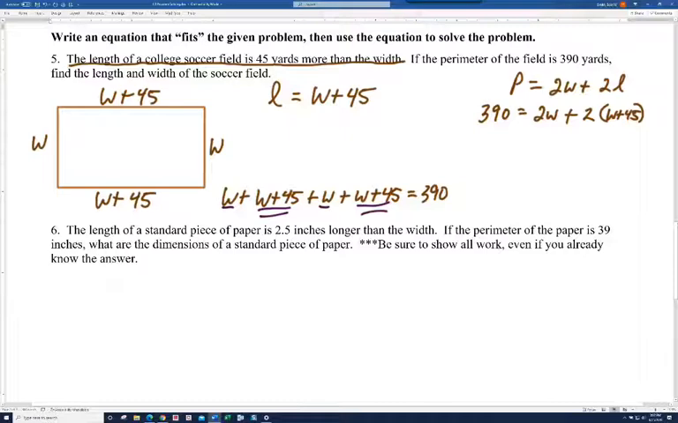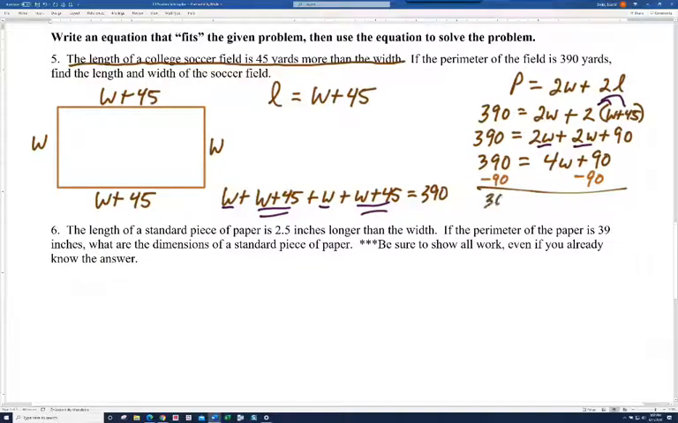So first I'm going to want to simplify everything. So 390 is equal to 2W. I just distributed here, so 2W plus 90 there. So we have these 2W terms we can combine together. We'll get 390 is equal to 4W plus 90. So to get W by itself, I'll subtract 90 on both sides. You get 300 is equal to 4W. And we'll divide by 4, and you get 75. So our width is 75 yards.